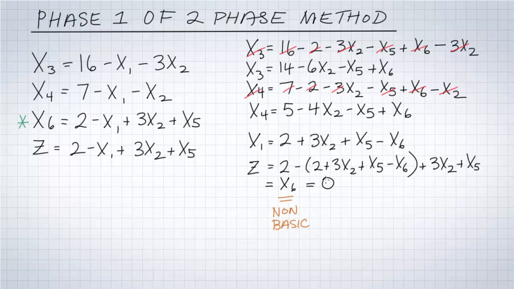And what I have is a basis where there's no entering variable. I stop. There's nothing to change at this point. I'm trying to minimize x6, and it has reached a level of 0 because it's non-basic. So I'm done. There's nothing to check anymore. So I'm at the end of phase 1 of the two-phase method.